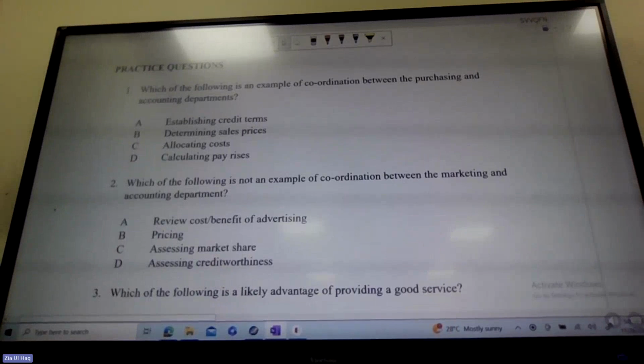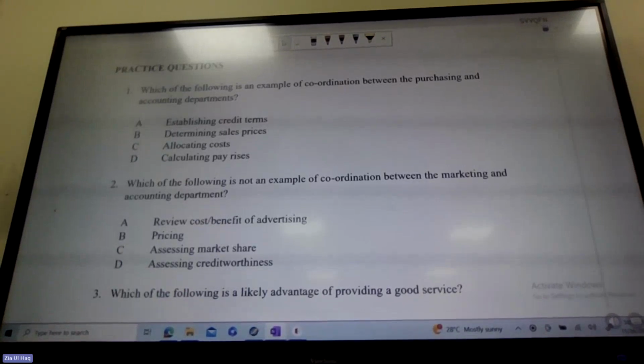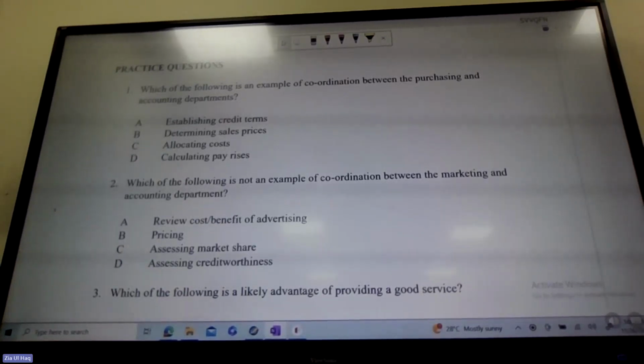How the accounting department works with other functions of the organization. Which of the following is an example of coordination between the purchasing and accounting department?